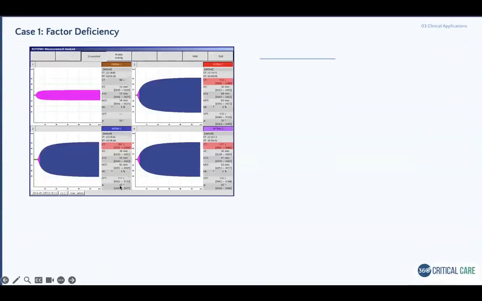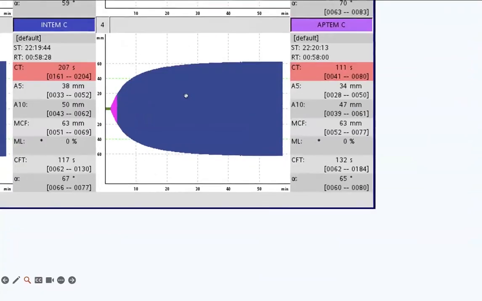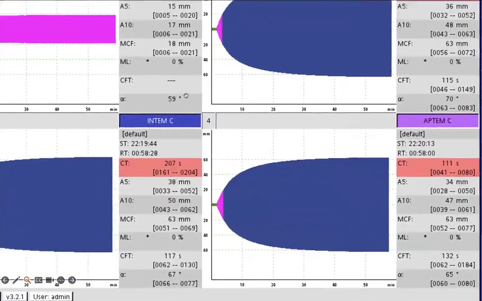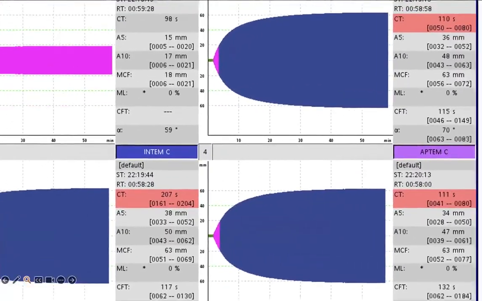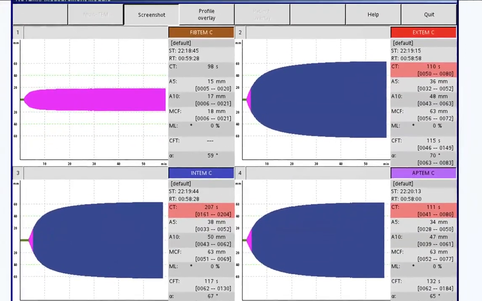Okay. Now let's look at some examples. For example, this one. Okay. This is a patient where you have 4 channels and there is no HEPTEM. The patient is not on heparin. So as you can see, FIBTEM, INTEM, EXTEM, and APTEM. The first thing you see is the FIBTEM A5 here. It is 15, which is normal.